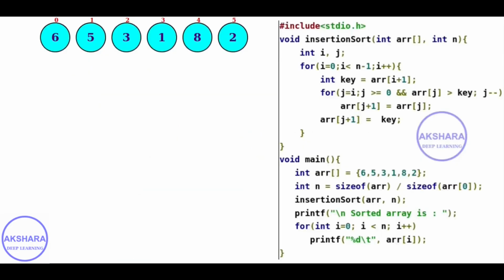This is the complete program for insertion sort. Here I am taking this array. Here n is the array size. Here I am calling insertion sort with this array arr and array size n. This function will be called.